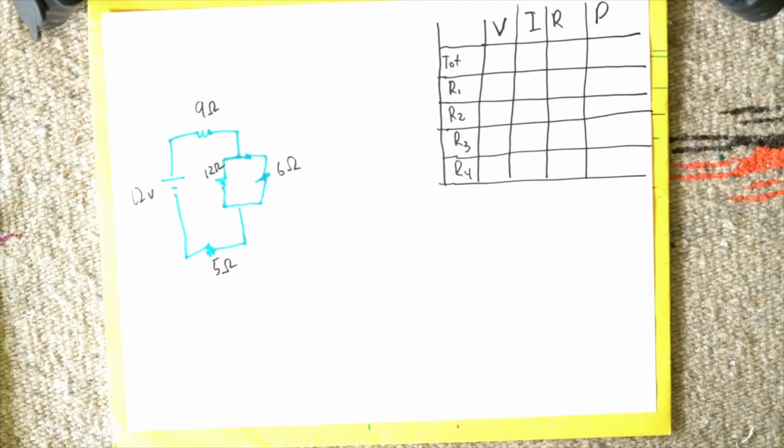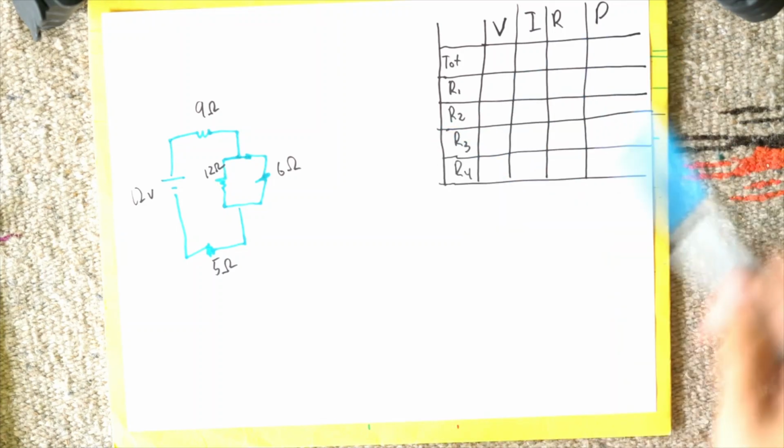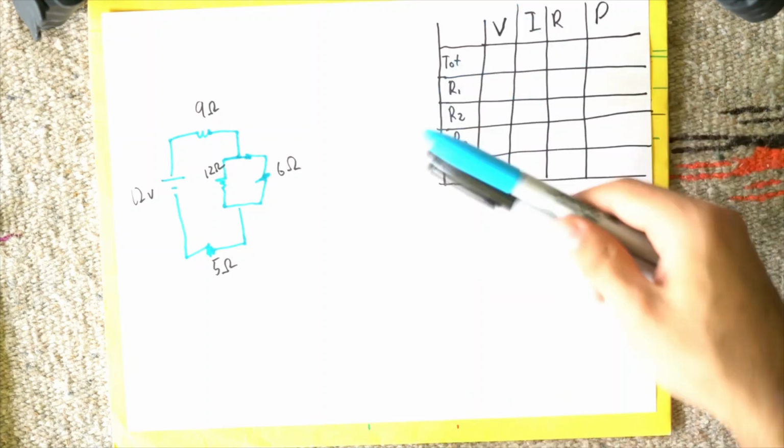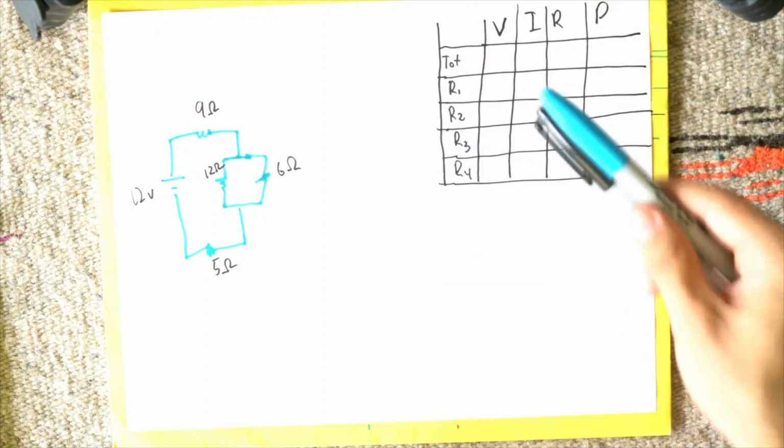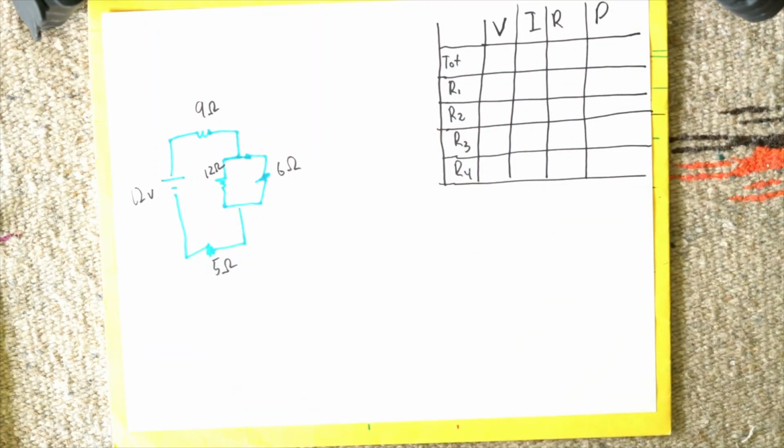Alright, so this is my next problem, my last problem for this video. Hopefully I gave myself enough room to do this. But again, my VIRP chart with the battery and then all of the resistors following. So this is the information I give you. Let's fill everything out, okay?